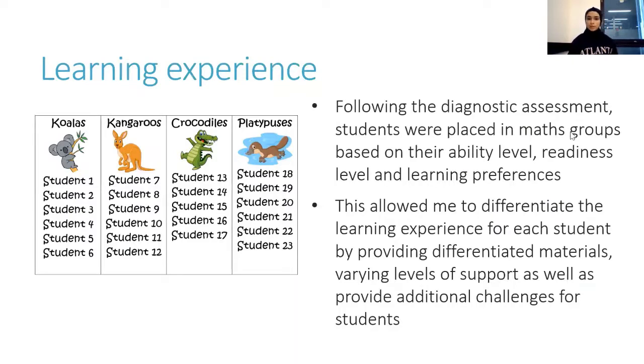Following the diagnostic assessment, students were placed into maths groups based on their ability level, their readiness level, as well as their learning preferences. This can be seen towards the left, with the koalas being the students who required additional support and really required that explicit instruction. And the platypuses were those students that were working at an A level, who were able to apply their knowledge to higher order situations. This allowed me to differentiate the learning experience for each student by providing differentiated materials, varying levels of support, as well as additional challenges.